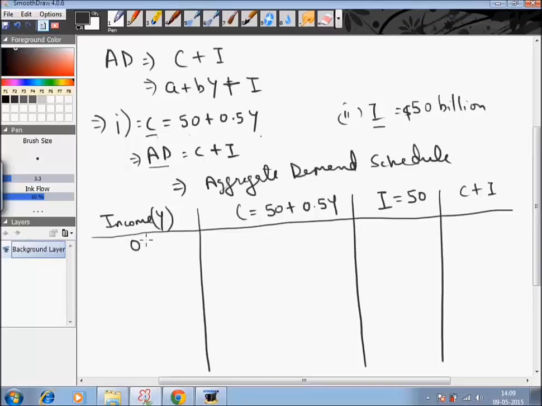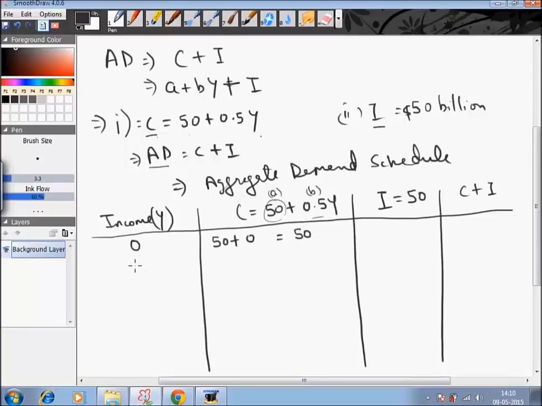Now suppose the income level is 0. So what will be the value of C? Revising, C will be equal to A. 50 is the value of the A constant and 0.5 is the value of the B constant. So when the income is 0, the consumption level will be equal to A. Let's show that. So 50 plus 0 will be equal to 50. This is the consumption level.